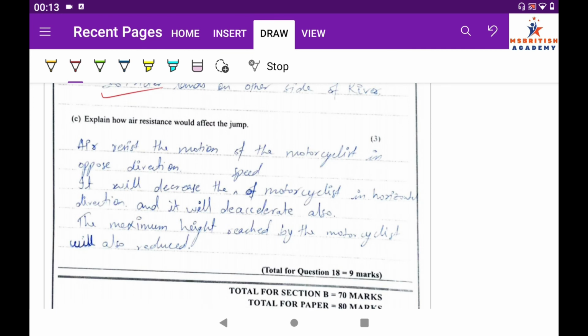Explain how air resistance would affect the jump. Air resists the motion, like a retardation, like friction. Friction opposes the motion of an object. Similarly, air resistance also opposes the motion of the motorcyclist in the opposite direction. It will decrease the speed of the motorcyclist in the horizontal direction and decelerate it, and the maximum height reached by the motorcyclist will also reduce.